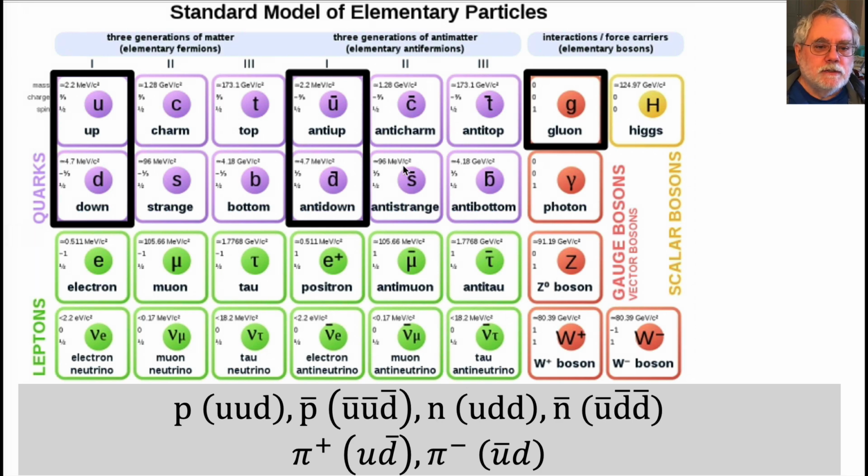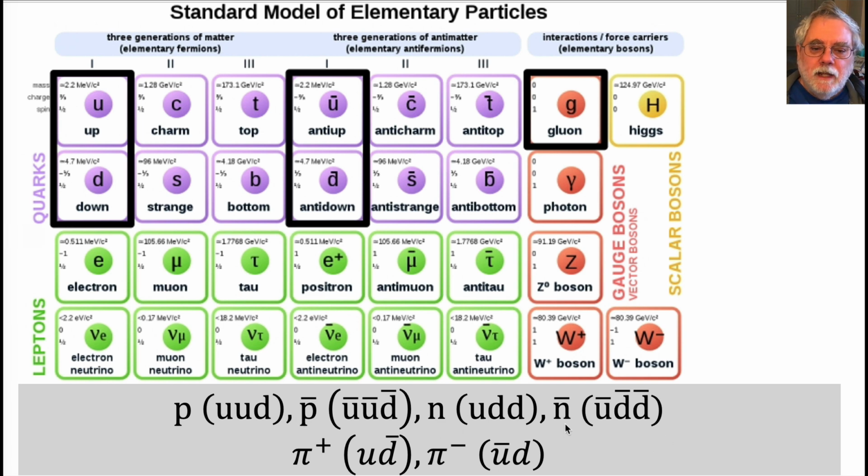This image here shows all the elementary particles, including quarks and gluons. Here's gluons, here's up quark and down quark. The proton consists of up quark, up quark, down quark. The neutron consists of up quark, down quark, down quark. You won't need to know that for the rest of the video.